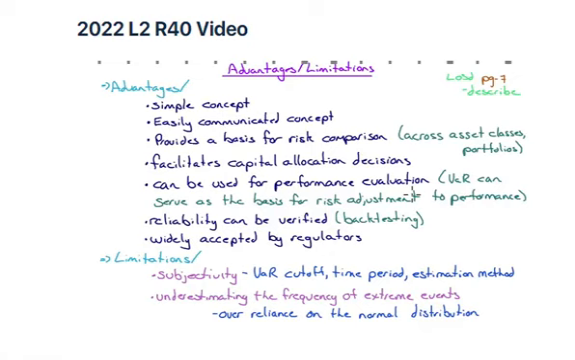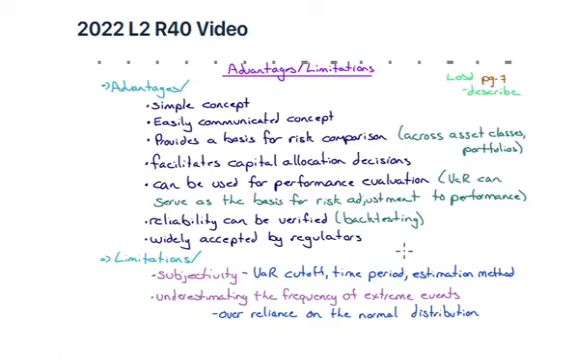Limitations: subjectivity. The VaR cutoff, 5%, 1%, 16%. The time period, whether you're using 1 day, 1 week, 1 month, 1 year. The estimation method. We saw in the parametric method that we subjectively modified the historical return and standard deviation numbers that we got to match something that we thought would make sense going forward.